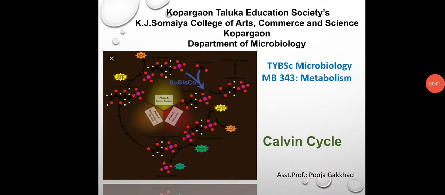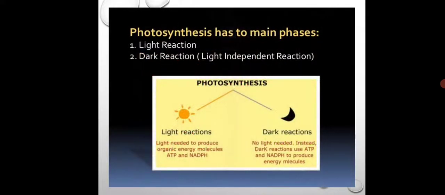Hello dear students. In this lecture we are going to see the topic called Calvin cycle, also known as the C3 pathway. It is a type of dark reaction, as we have discussed in our last lectures about the light reaction. In this session we are going to see the dark reaction, and in the dark reaction comes the Calvin cycle.